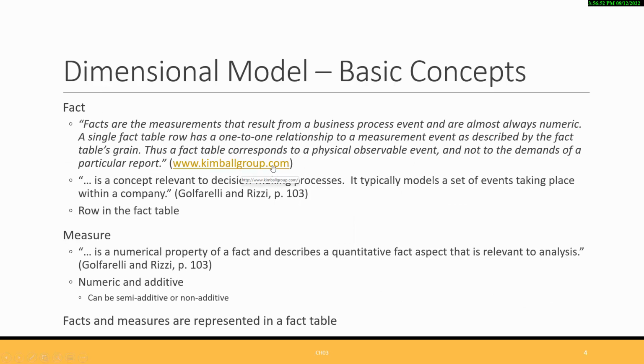Facts, according to the Kimball group, are the measurements that result from a business process event and are almost always numeric. A single fact table row has a one-to-one relationship to a measurement event as described by the fact table's grain. What is grain? Grain is the granularity of the fact table. It means what level of detail you want. A measure is a numerical property of a fact, and it describes a quantitative fact aspect that is relevant to the analysis. Measure is numeric and additive. Facts and measures are both present in a fact table.